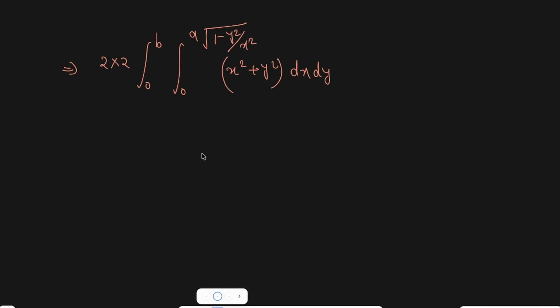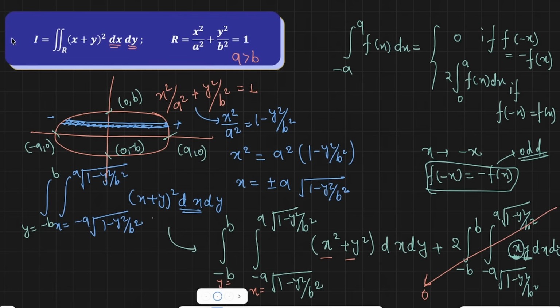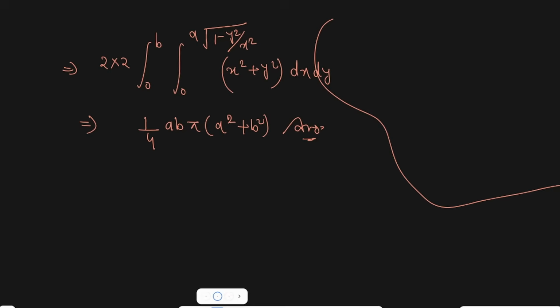The answer which you will get, I will simply write down here. This is just integration. Now you can solve the integration. I have solved so many problems like this. When you solve this, you will get 1 by 4 a b pi into a square plus b square. This is the answer of this integral. But I'm focusing on the concept. This is the concept of how you can solve this integral. I explained each and everything. Now calculation is your task to do.